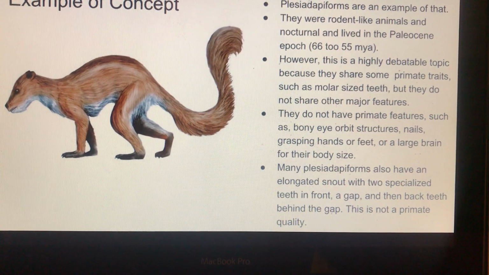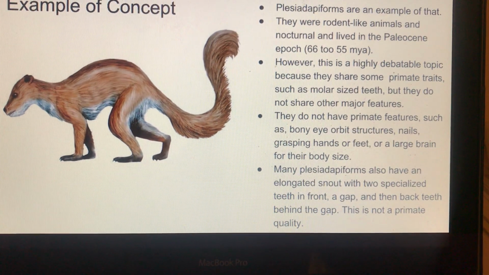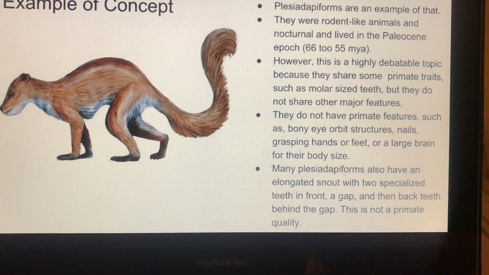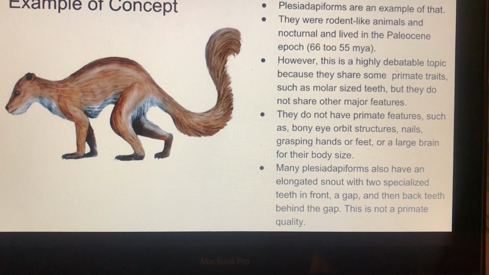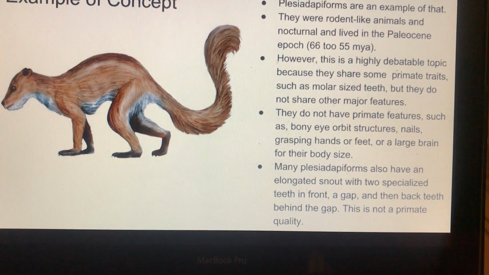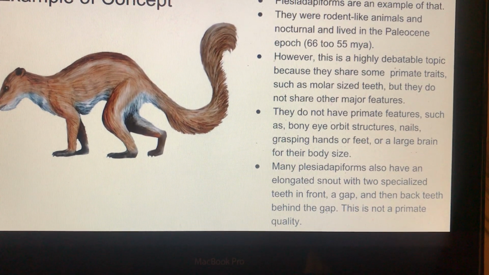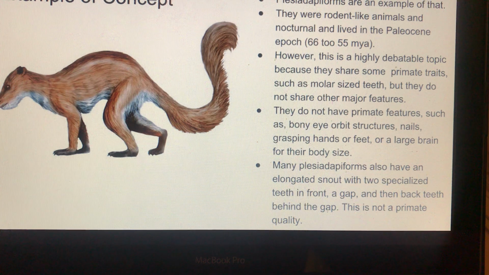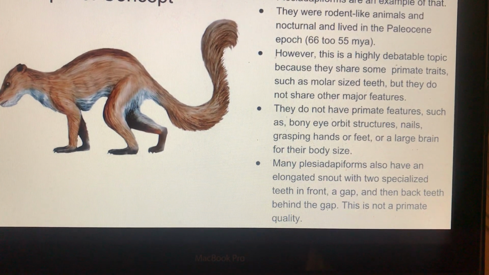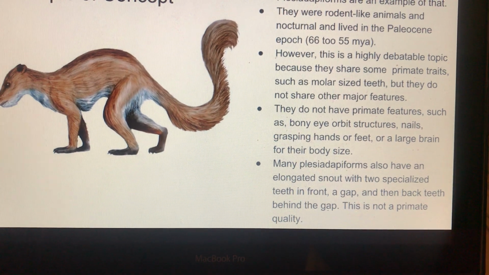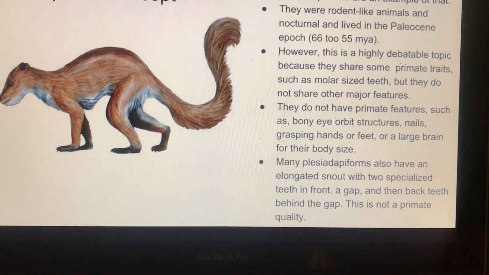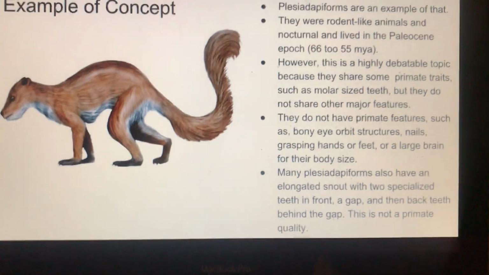They do not have primate features, such as bony eye orbit structures, nails, grasping hands or feet, or a large brain for their body size. Many Plesiadapids also have an elongated snout with two specialized teeth in front, a gap, and then back teeth behind the gap. This is not a primate quality.